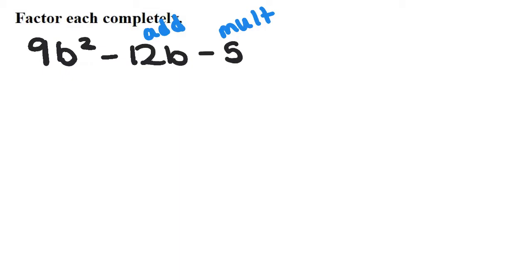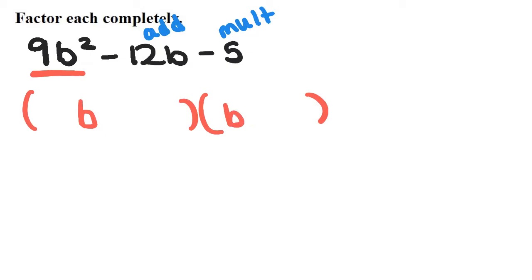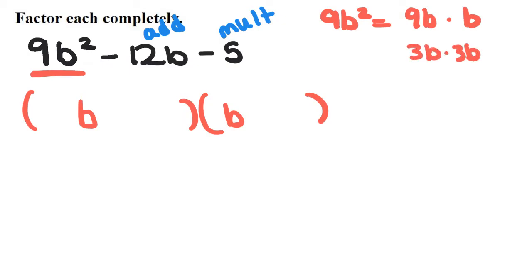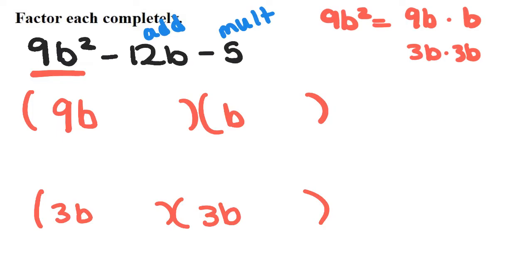And we want to set up our factors based on this 9b squared. So we know we're going to have a b and a b. However, in order to get 9b squared, you could either have 9b times b, or you could have 3b times 3b, which means that I could have 9b and b, or we could have 3b and 3b, adding an extra, slightly more complicated step to this whole process.